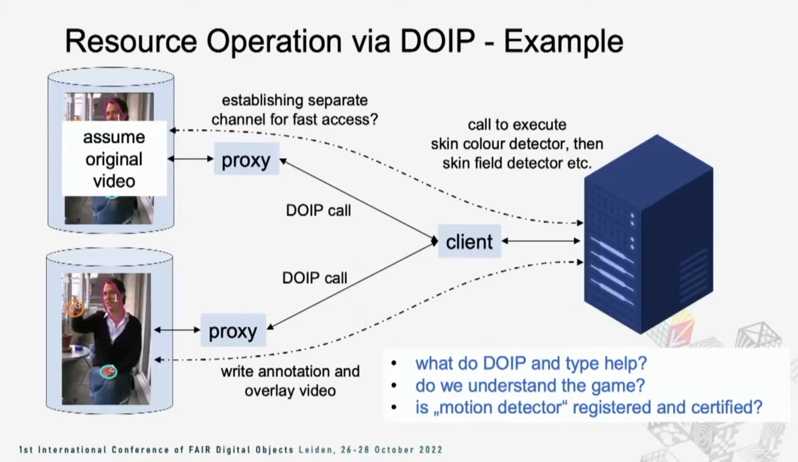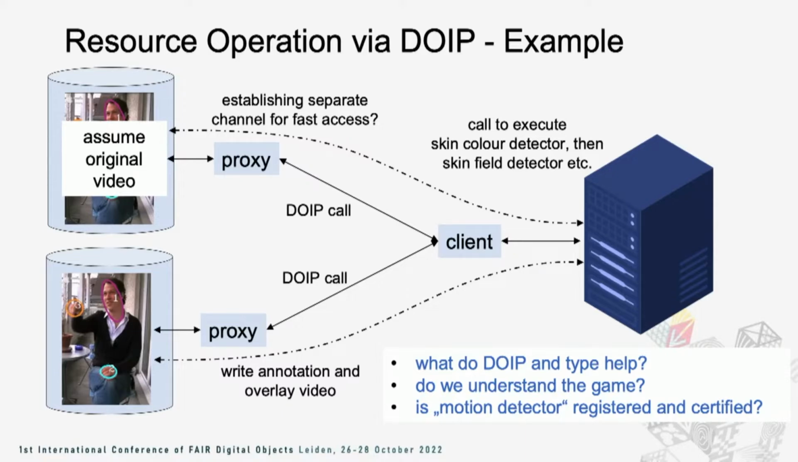The other way looks a bit more complicated. You have the original video somewhere. You use DOIP, which is a protocol, to talk in an FDO object way, and you could have a proxy that transfers a DOIP call to something on the repository to get you the result, put it somewhere, start an execution, and get back the annotations. So that's a complex process.